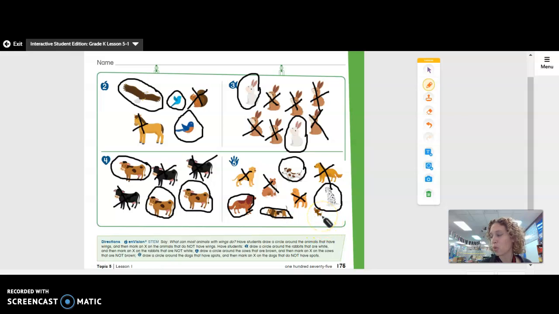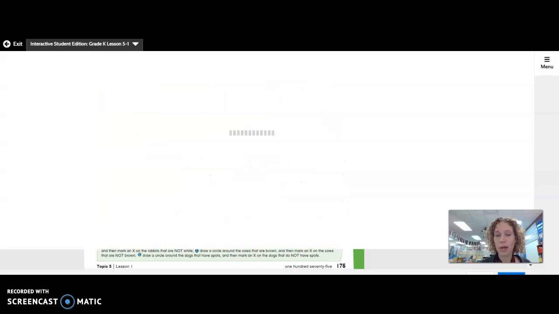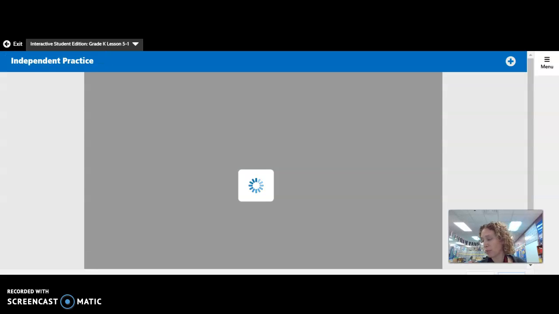And how about that little Chihuahua? Does that little Chihuahua have spots? No way. Put a big old X on there. So we categorized dogs that had spots. We had 1, 2, 3, 4. Okay? All right. So now we're going into the independent practice.